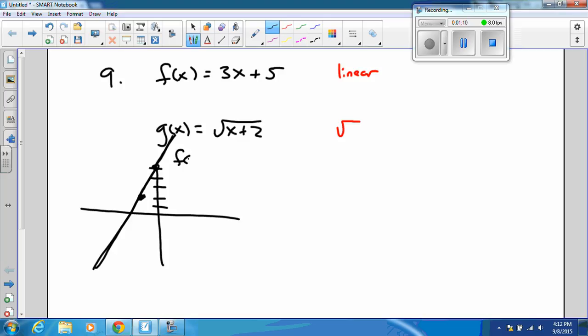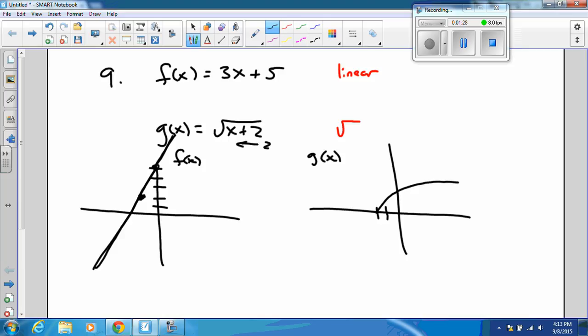And then the function g of x is going to look like a square root graph, the top half of the sideways parabola, but it's going to be shifted to the left by 2 because this indicates a left shift by 2. So these were fairly straightforward.